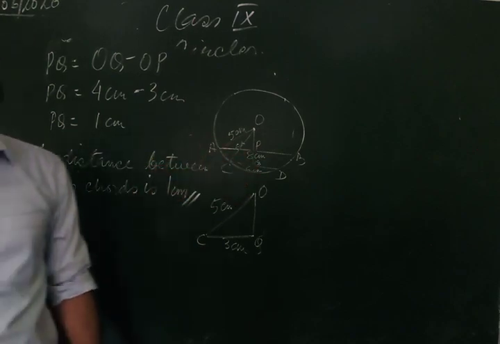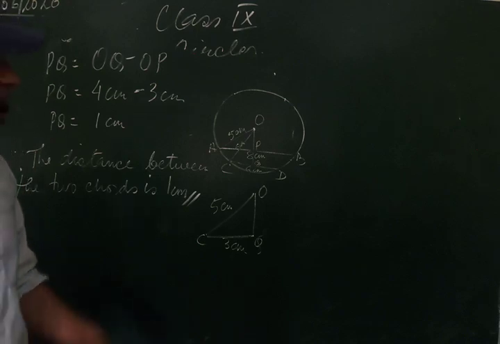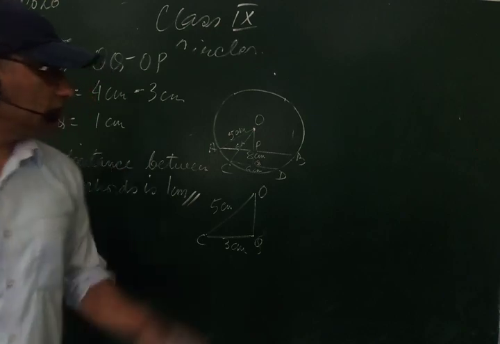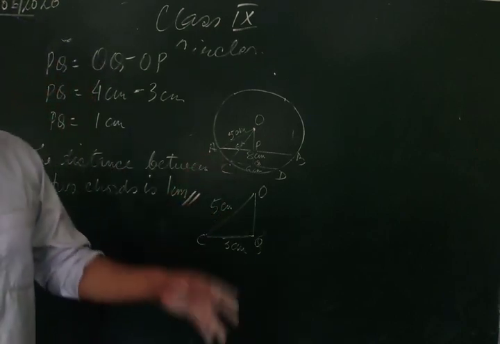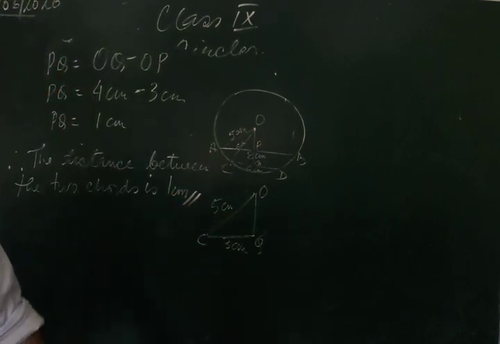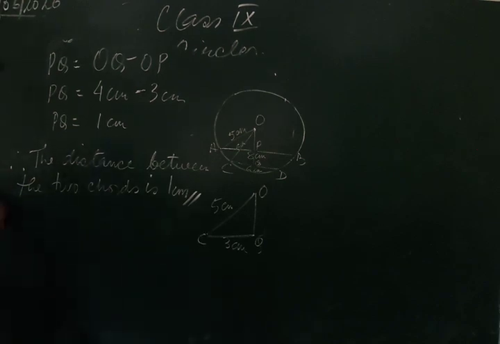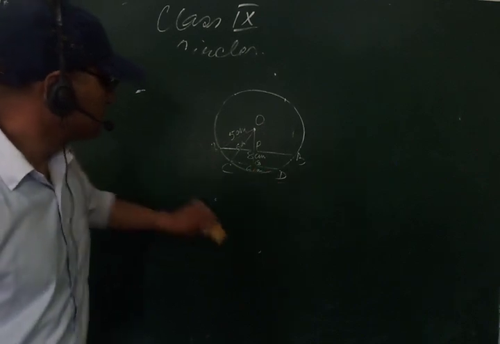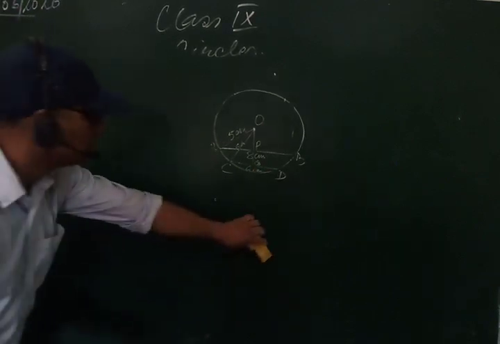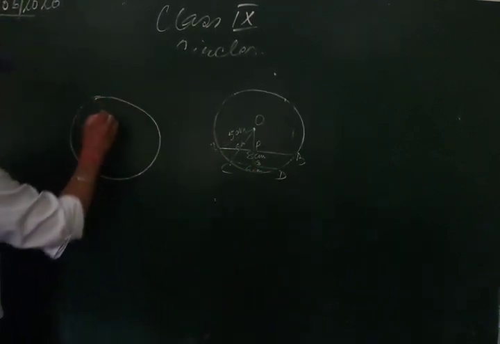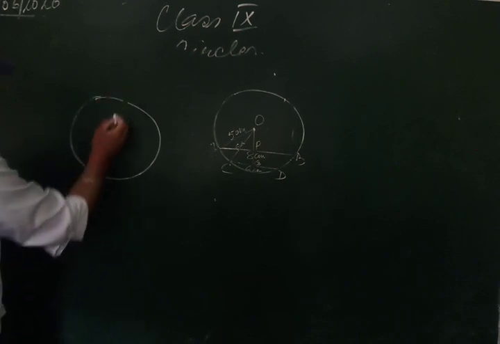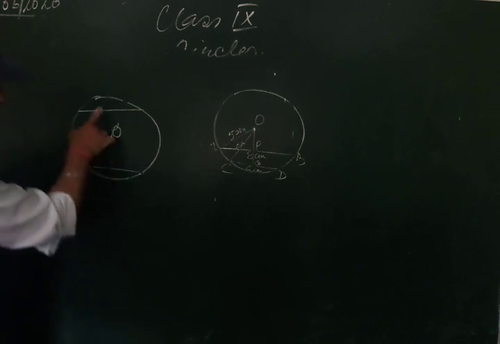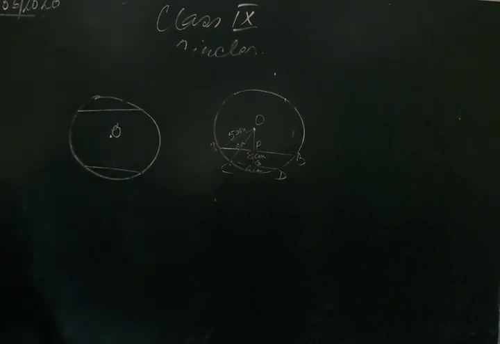This is how we solve the question on circles where the chord has been given, the radius has been given, or the distance between the two chords has been given. If the question says they are on the opposite side of the center, let me just explain it to you all. The diagram will be somewhat like this. O is here, center of the circle. One chord is here, the other chord is here. They are on the opposite sides of the center.